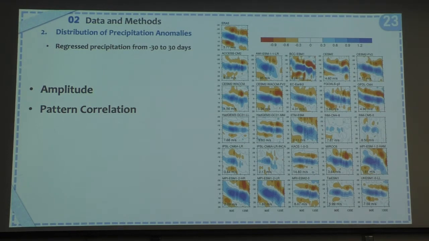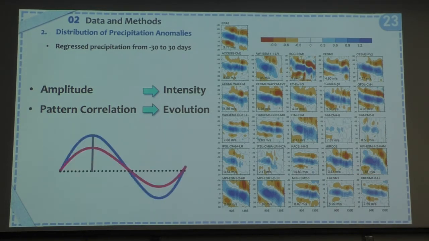We need the 2 indices because the amplitude can tell us the intensity of the oscillation. The pattern correlation will show the evolution. Compared with the observation, for example, 2 lines show us a very similar evolution, but you can see the amplitudes are different. So that's why we need the 2 indices.